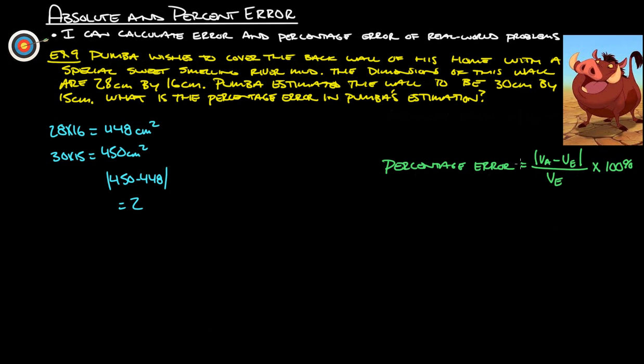Okay. So now we take that 2. So the absolute error is 2. And now we're going to find the percentage error. So now we're going to take the 2 and divide it by the VE, the exact measurements were 28 by 16, so that was our 448. Multiply that by 100, and that will give us the exact percent that Pumbaa's estimate was off by, right?